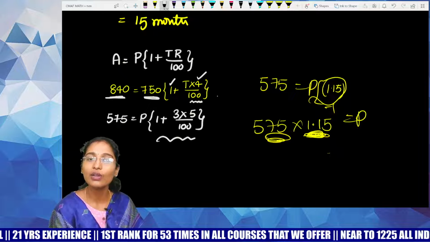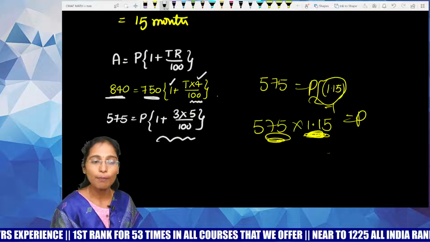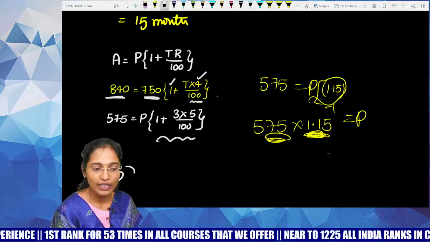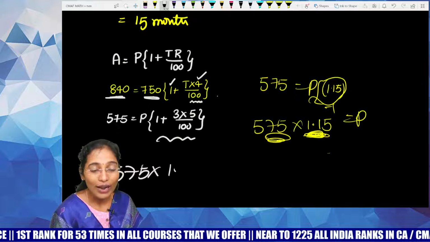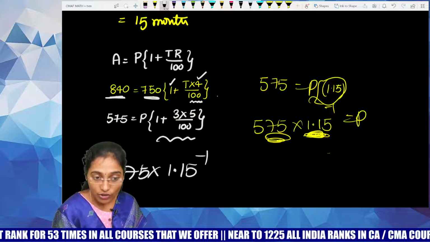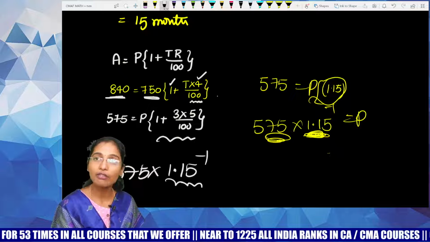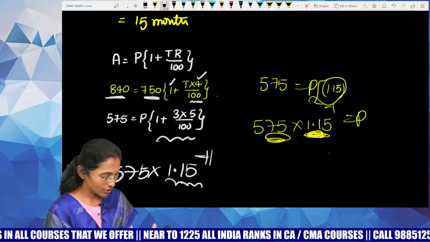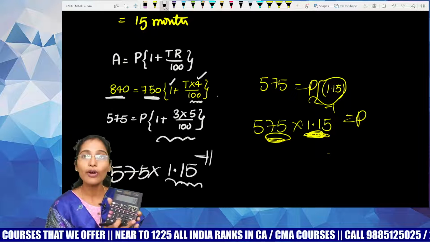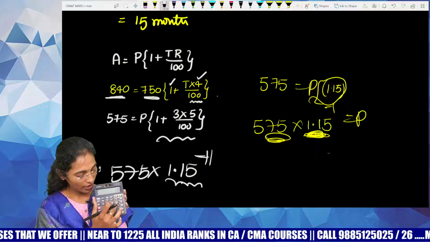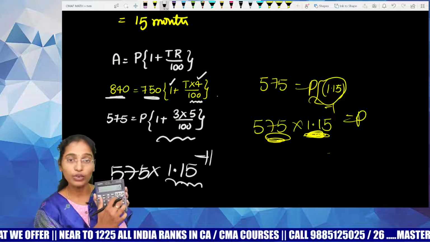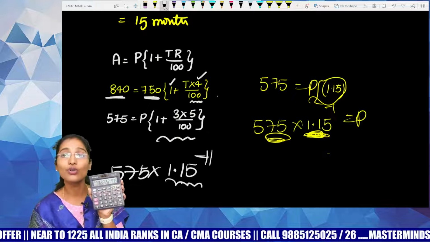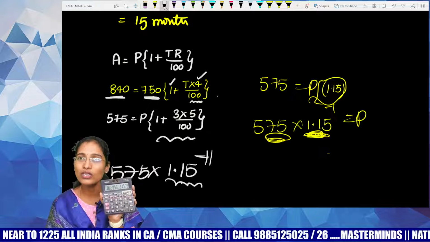If I take it to the left side, it will become divided by 1.15, meaning I'm writing it as 575 into 1.15 inverse. So I'm having this 1.15 in my calculator. To calculate the inverse, just use divided by and equals to, divided by equals to. This is your inverse. Got it?